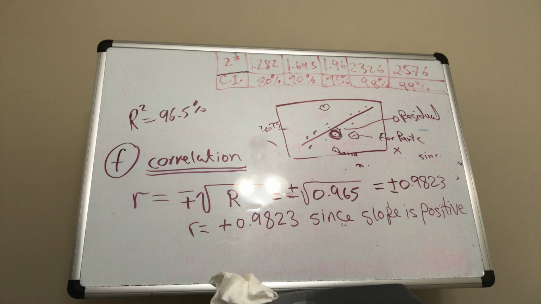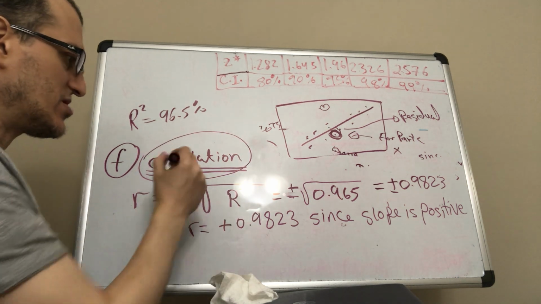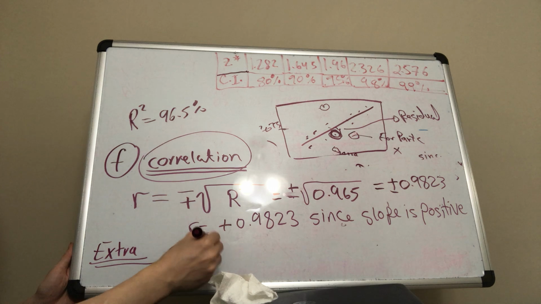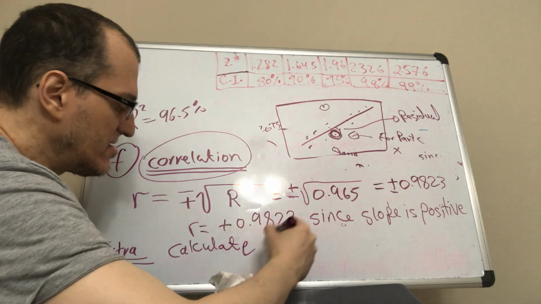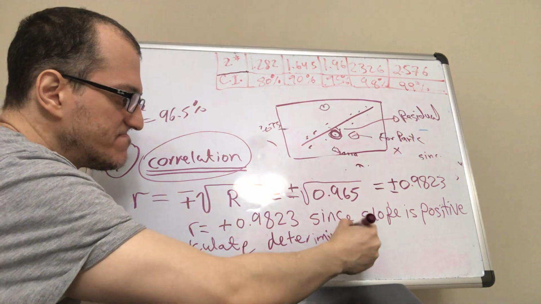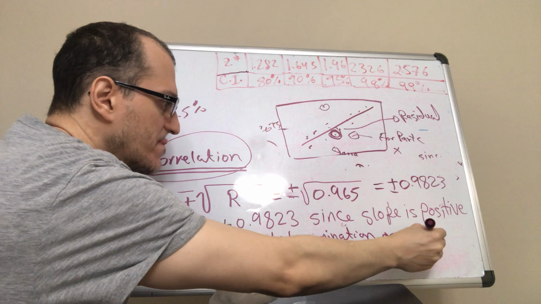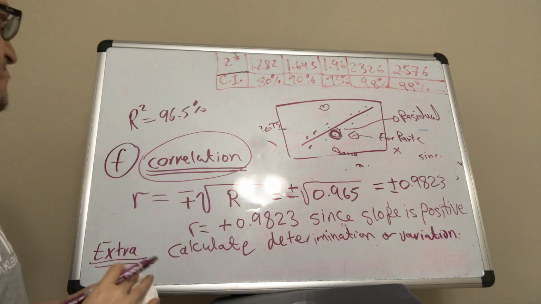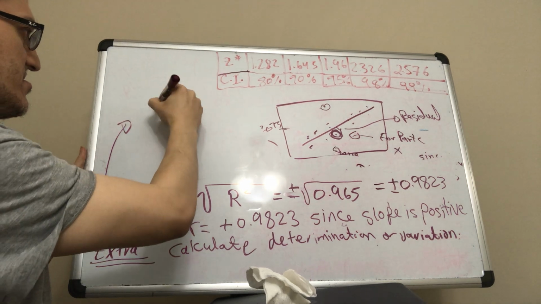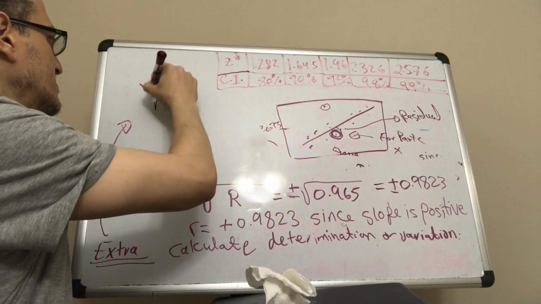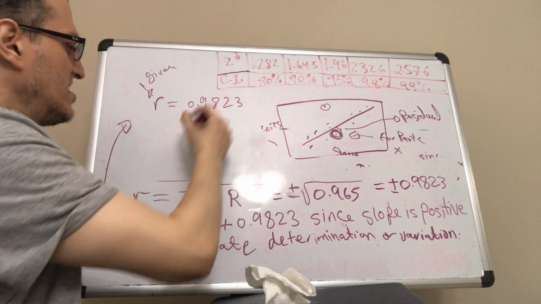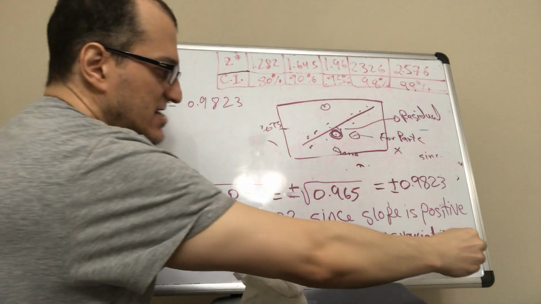What else can I add to this? Sometimes you have to make sure, are they asking for correlation or something else? For example, they could say calculate the determination factor. It's called determination or variation. In this case, if they ask for variation or determination, then R will be given. R will be given 9823. So your determination or variation, that's another name for R squared.